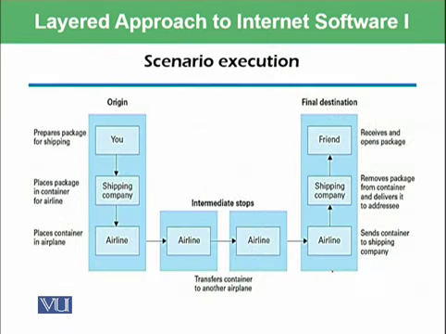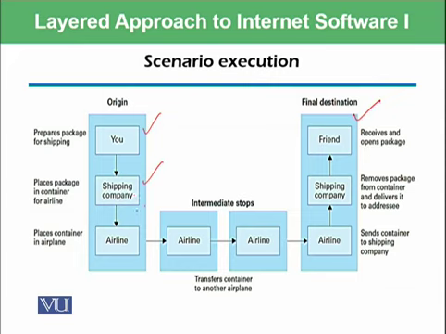Here is a pictorial diagram to explain this scenario. For example, here you are. You prepare the package for shipping. Whatever gift you have purchased, you package it properly, and then you give it to the shipping company. In Pakistan you can choose TCS, for example, or DCS, some courier service which will handle your packet to be sent to your friend living here.